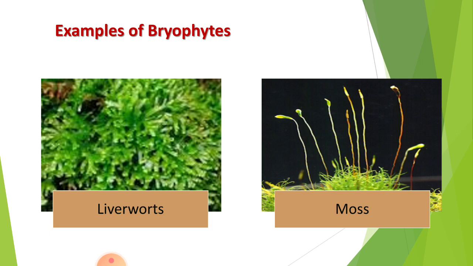Mosses are the advanced class of bryophytes. Here you see the root-like structure, that is rhizoids. Then the stem is present, but it is not matured or developed. And the leaf is also not matured. Here scaly leaves are present. So this is the photograph of moss.